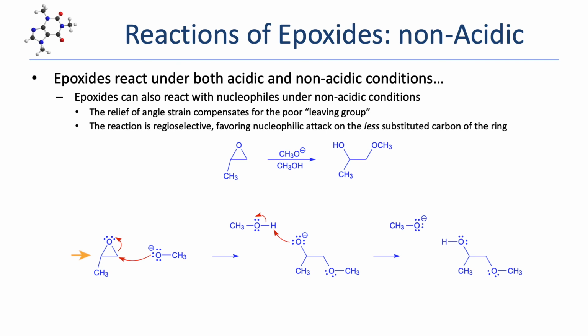So in the first step, the nucleophile attacks the less substituted carbon of the ring, breaking the carbon-oxygen bond and forming an alkoxide. Because the alkoxide is a very strong base, it can be protonated by a weak acid such as a solvent molecule. Here, the alkoxide intermediate deprotonates methanol to give the final product. Alternatively, a strong acid can be introduced to the reaction after the initial nucleophilic attack. So under non-acidic conditions, epoxides will favor nucleophilic attack on the less substituted carbon of the ring.